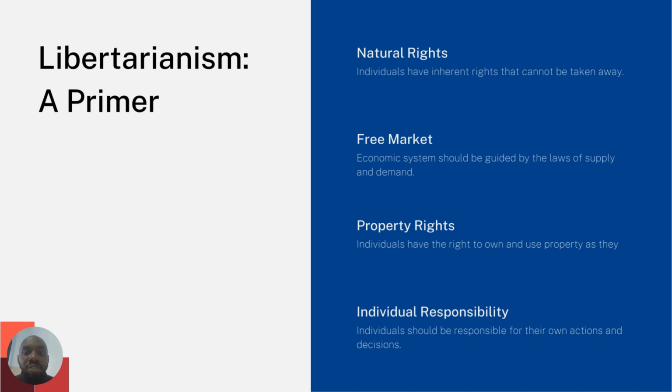And in this case, we have natural rights, which means individuals have inherent rights that cannot be taken away by anyone whatsoever. And the free market is an economic system that should be guided by the laws of supply and demand. At the end of the day, we are able to do away with cronyism and things of the sort. And then property rights: as individuals, we have the right to own and use property as we see fit, so long as we own them.